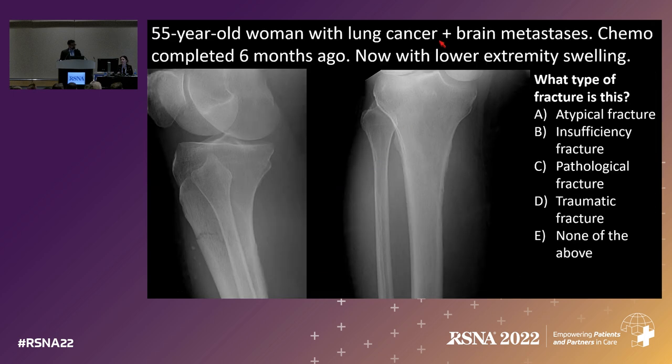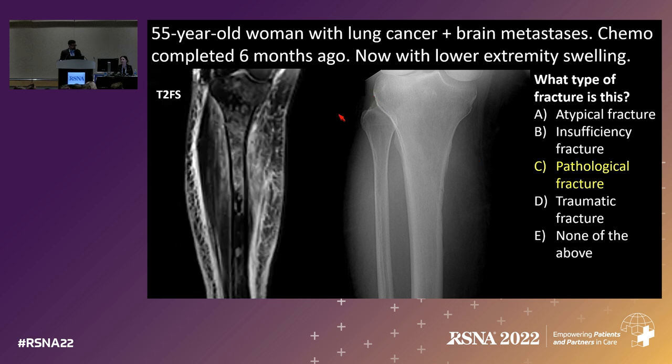A 55-year-old woman with lung cancer and brain mets. Chemo was completed 6 months ago. Now this patient is presenting with lower extremity swelling. And these are the two images we're going to get. You see this transverse fracture in the anterior tibial cortex. And then I'm not really sure if I can appreciate it on the AP. All right, so what kind is this one? Yeah, this ended up being a pathological fracture through a very subtle lesion on X-ray, but a very much more obvious lesion on the MR.